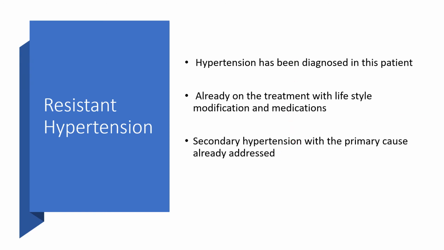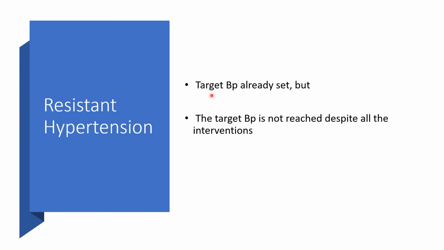Okay, let's see. Now, the target blood pressure is already set, but the target blood pressure is not reached, despite all the interventions that you have put in. Then you begin to wonder, what's happening? Resistant hypertension? So resisting everything you've done? Let's see.